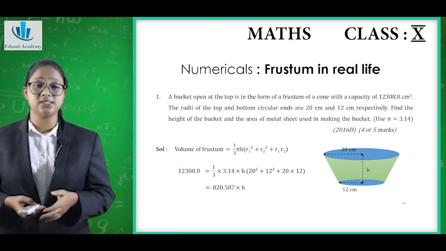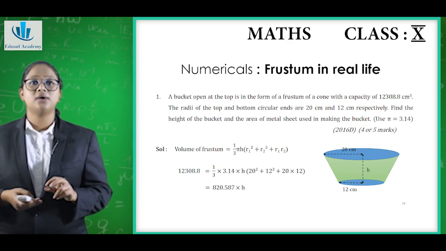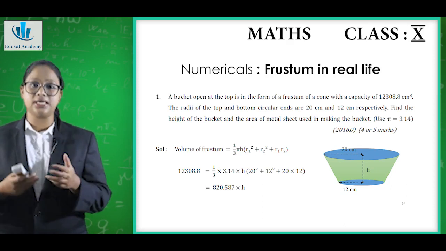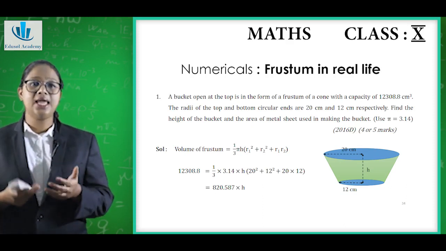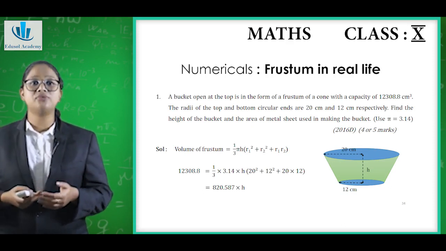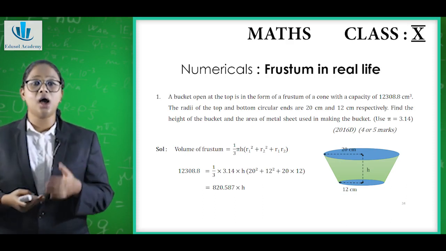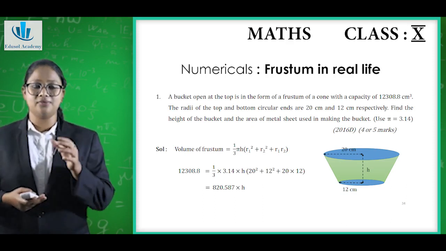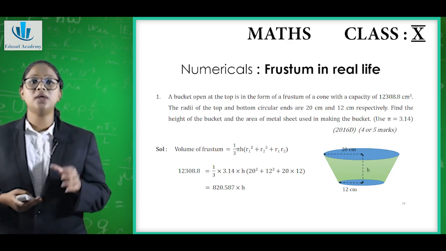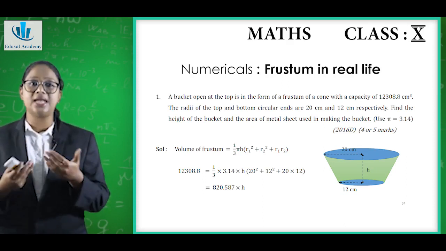So a lot of data is being given and we have to find two parameters. First is the height of the bucket, that is unknown, and the area of sheet required to make the bucket. So let's begin. First of all, list out whatever data is being given. We are provided with the volume of the frustum. The value is given, so we will begin with that equation.